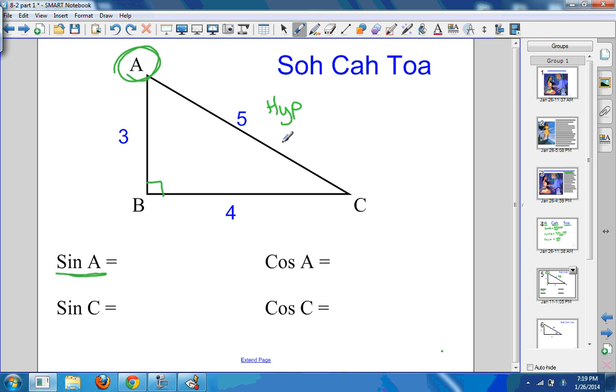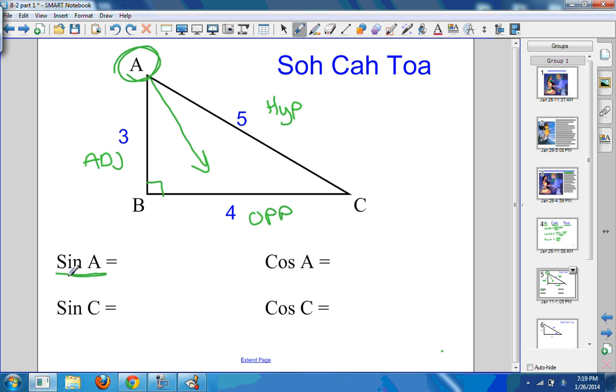So in SOHCAHTOA, we have hypotenuse. We also have an opposite side and adjacent side. The opposite side, in this case, is opposite our angle. So the side opposite of our angle is 4. So this is the opposite side. Then the adjacent side is the leftover one. It's called the adjacent side because it is next to, it is touching our angle A.